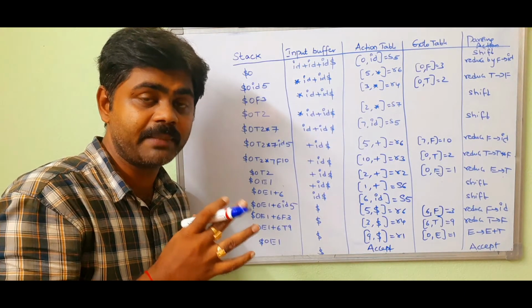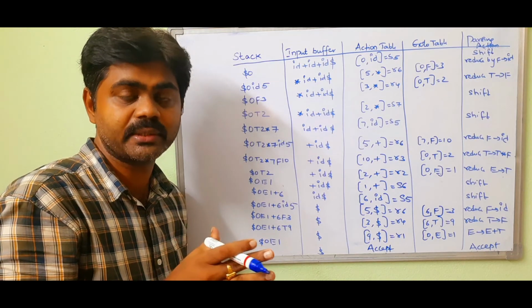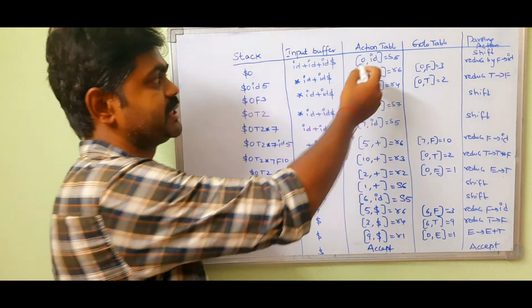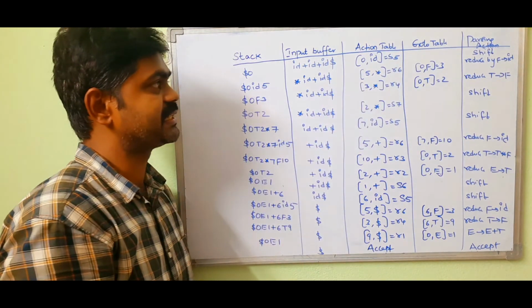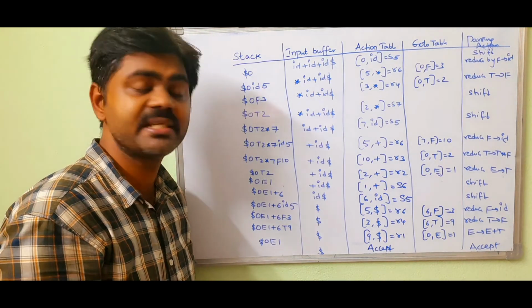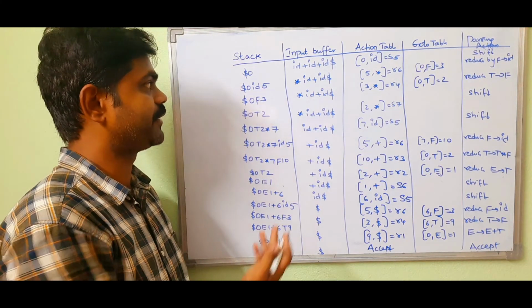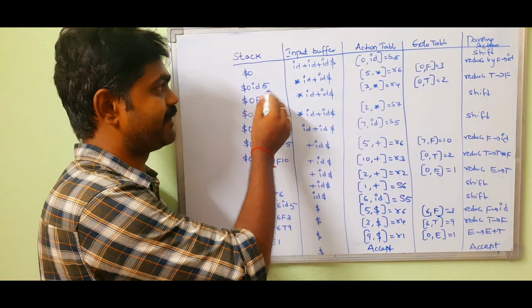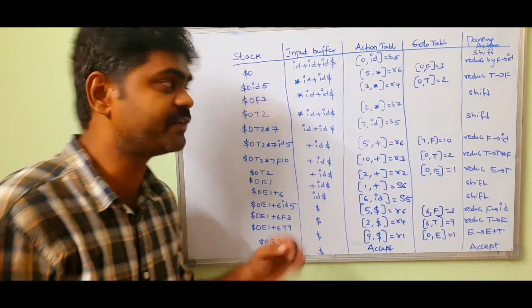You should keep your action table and go to table with you so that you can parse this. So 0 comma id equals S5. That means the parsing action is S5, that is shift 5. So 0 comma id, I will write 5. So 5 is nothing but shift.